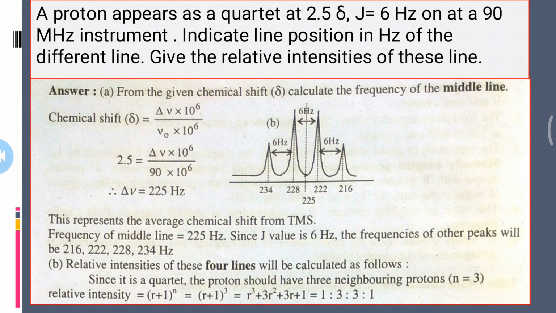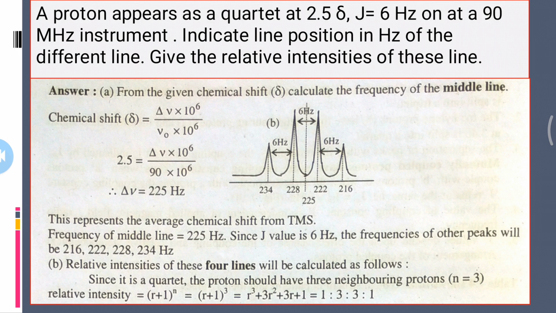Similarly, the other signal. So, to the right side, the two signals differ by 6 hertz. 220 plus 6 is equal to 216... minus... 222 minus 6 is equal to 216.